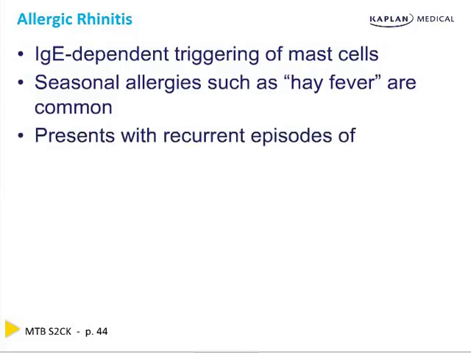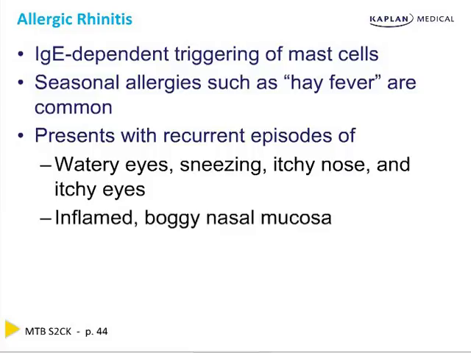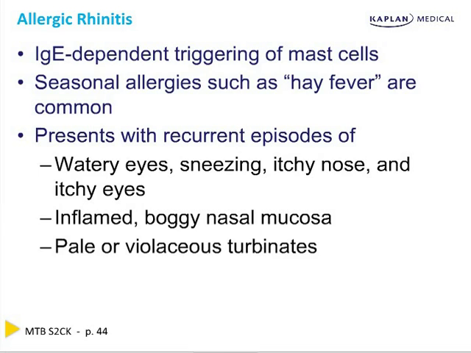What happens is patients will present with recurrent episodes. The symptomatology will be watery eyes, sneezing, itchy nose, and itchy eyes, most specifically first thing in the morning. If you look inside their nose, they'll have an inflamed, boggy nasal mucosa. The turbinates will be pale or even violaceous. And lastly, there's a high association with nasal polyps in patients who have allergic rhinitis.